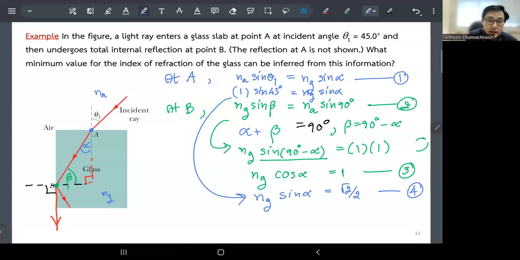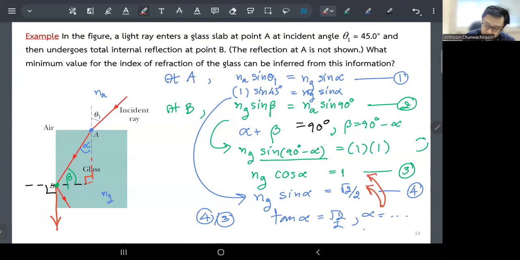But I think you see where it goes now. It's 2 unknowns, N glass and alpha. If you want to use calculators, things are going to be easy now because you can take 4 divided by 3. You eliminate N glass. You get tan of alpha equal to √2/2. So from here, you know the value of that angle alpha. And once you know this, to figure out the N glass, you just plug into one of these 2, and then you can solve for N glass, and you are done. Easy enough, I think. Not bad, not bad.